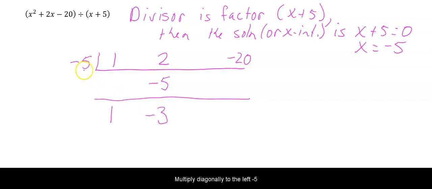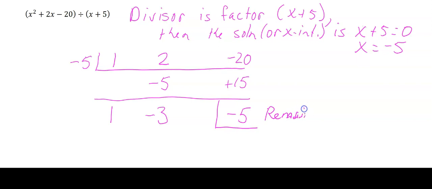Multiply diagonally to the left. -5 times -3 is a positive 15. Now add down, get -5. Put a box around the last number. The last number is the remainder. The part that you got here at the bottom without the remainder, this is the quotient.